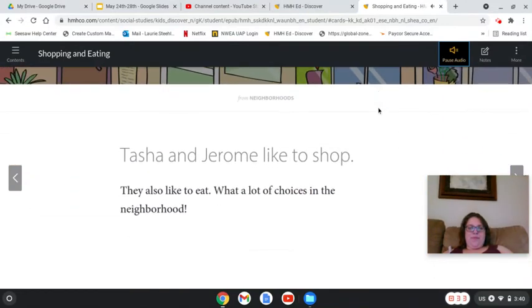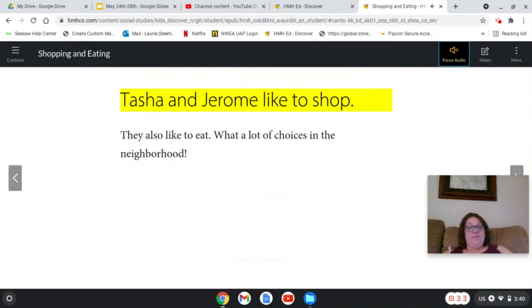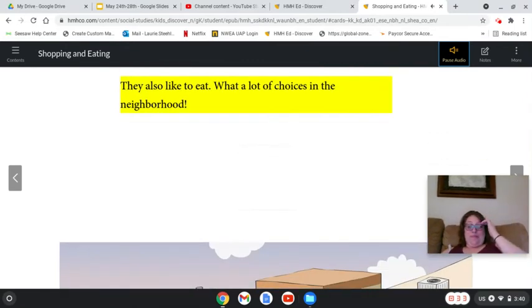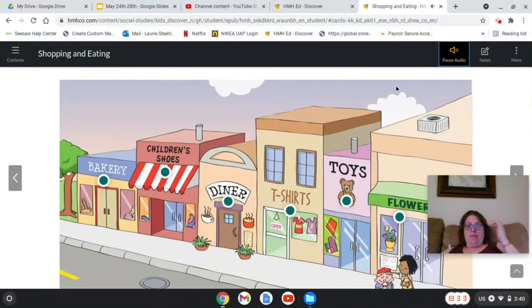Shopping and eating. From Neighborhoods. Tasha and Jerome like to shop. They also like to eat. What a lot of choices in the neighborhood. Let's see. So what do we have?